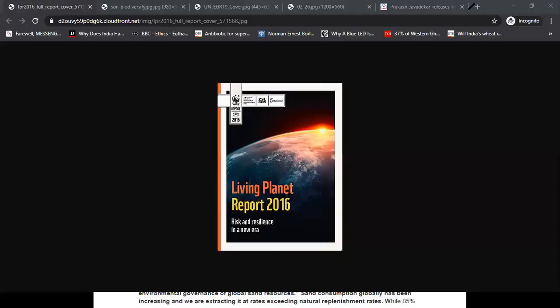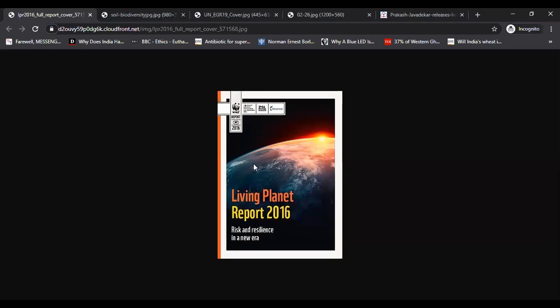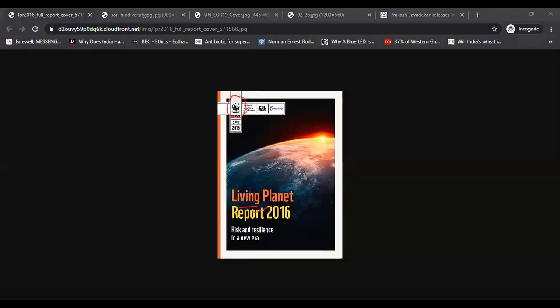So this particular report, you can see here, this is the Living Planet report, Risk and Resilience in a New Era. And they have talked about how much we are risking ourselves and our future generations. You can even see the WWF symbol here, the bear. And as you can see, WWF is not solely publishing it. It is involved with other organizations as well in the publication of this report.